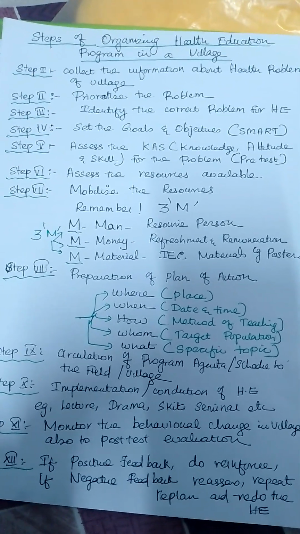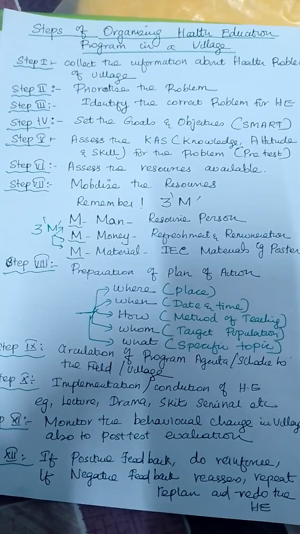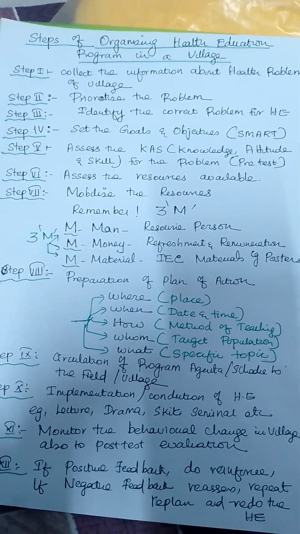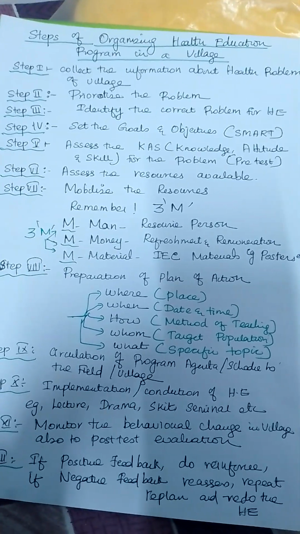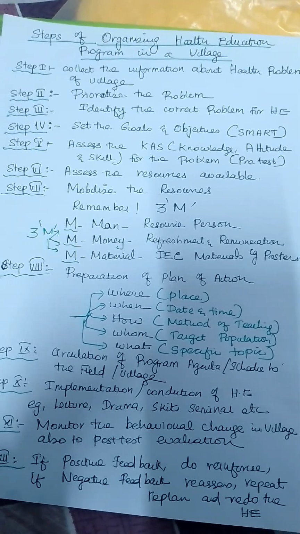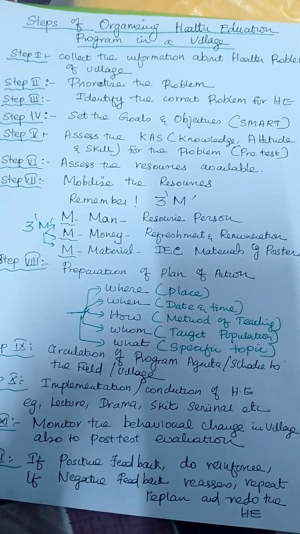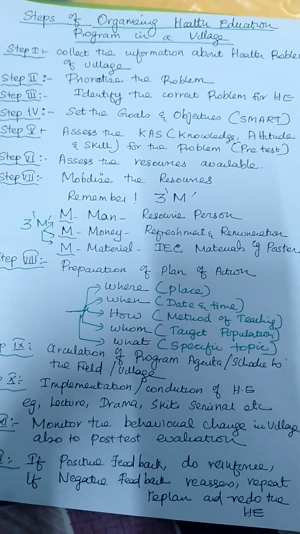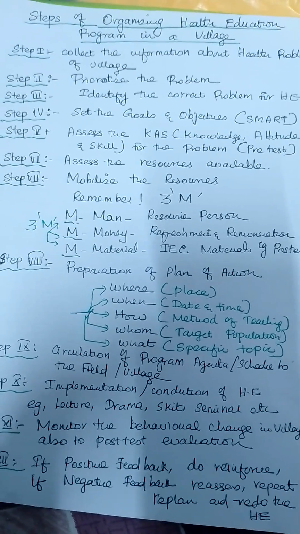How do you identify it? When you prioritize, you select that one problem. For example, some people are having COVID-19 in that place, many are affected, or diarrheal disease is coming. So take that particular problem. Then set the goals and objectives. How should this goal be?